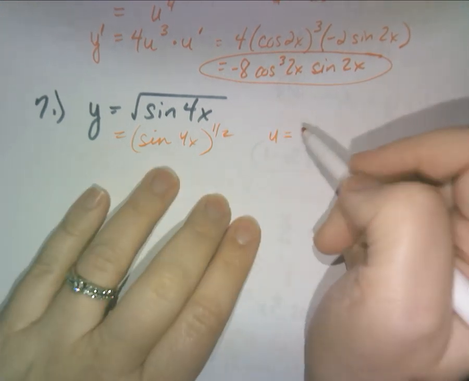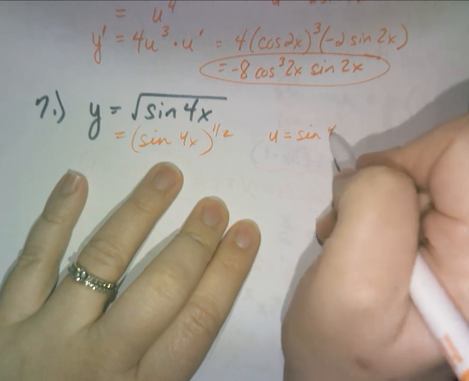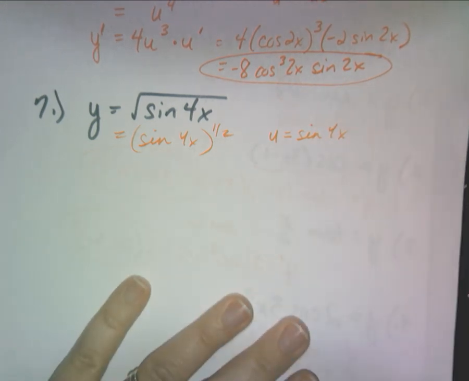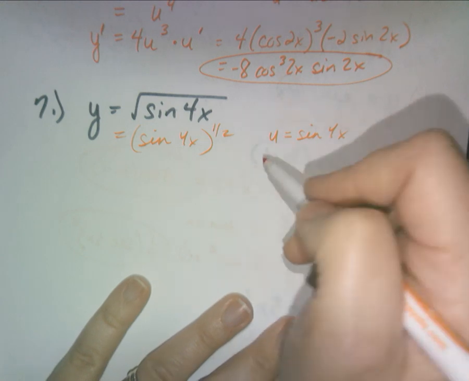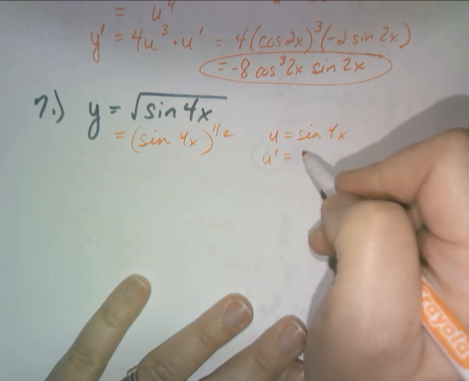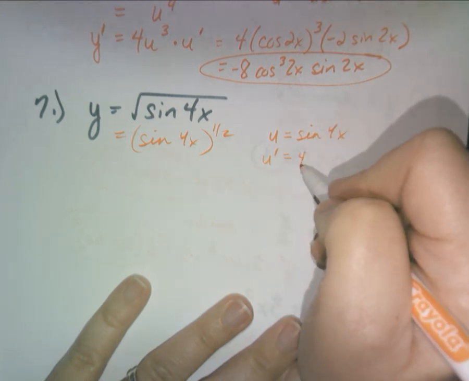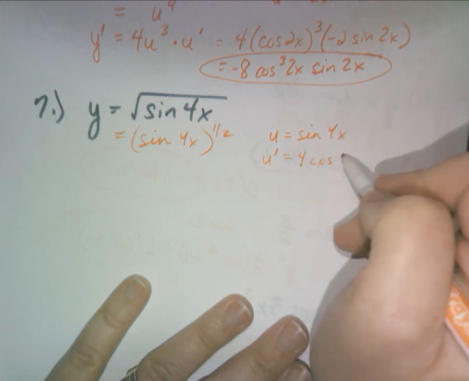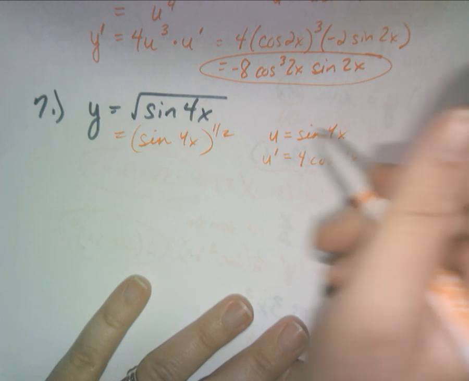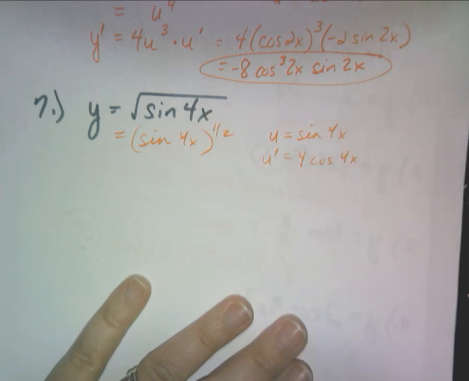All right, so my u is sine 4x. If I take the derivative, I hope you have this: 4 cosine 4x. Where did the 4 come from? It's the derivative of this u, but I thought this was the u. There's 2 u's. It's a double u.